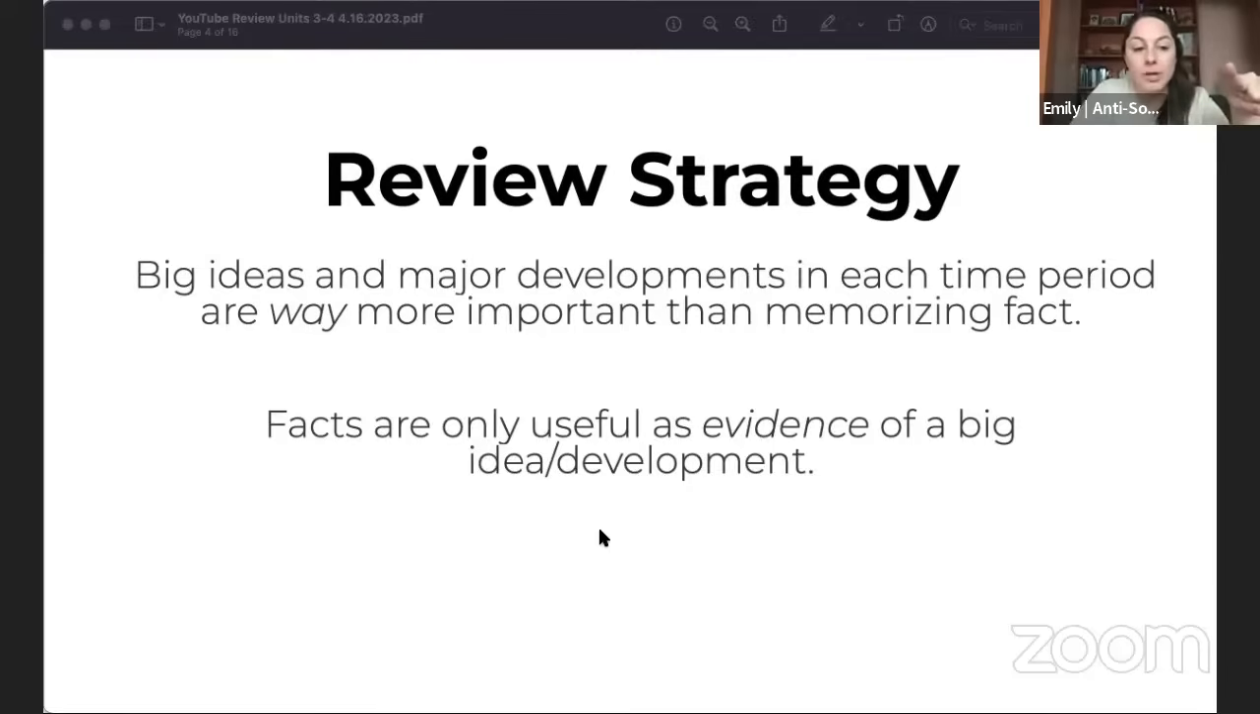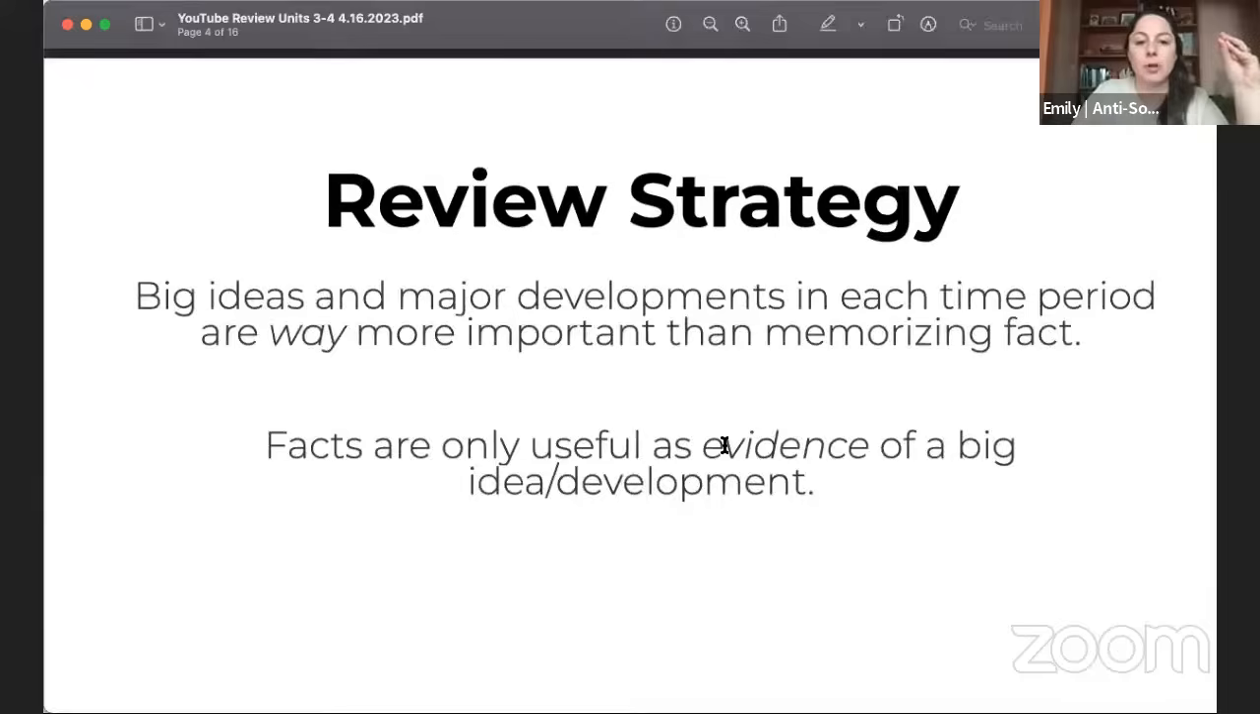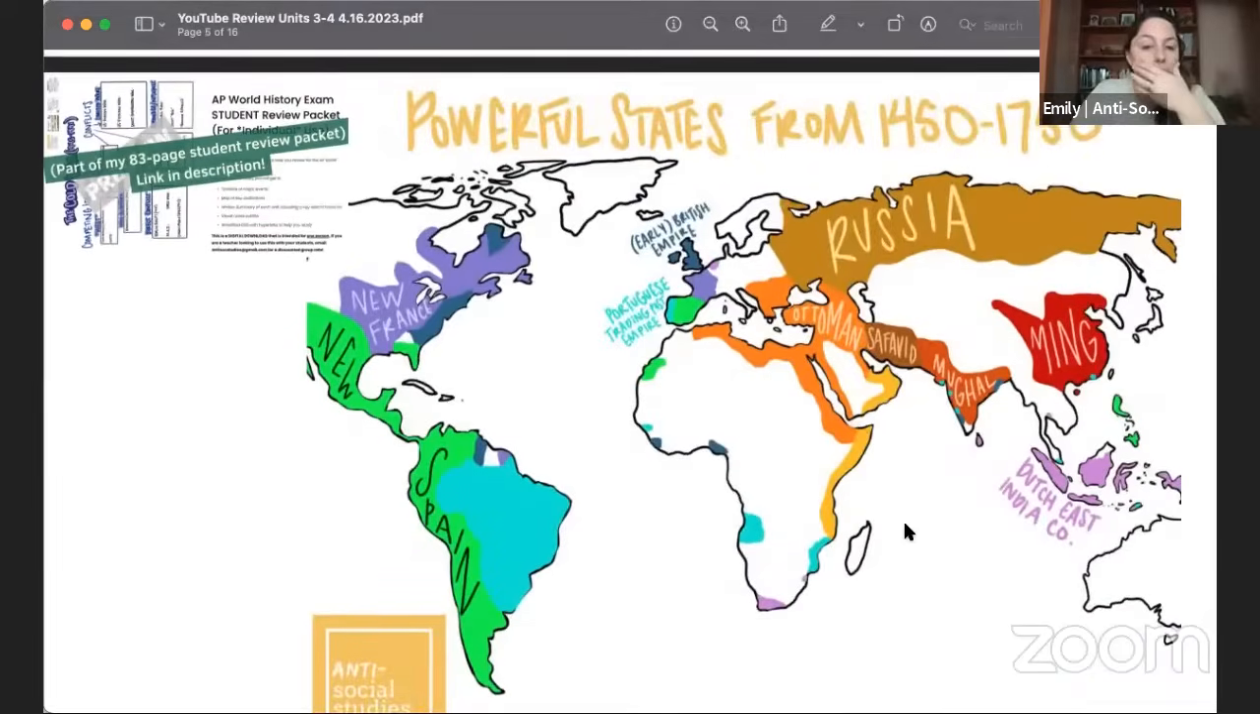We have, why were European powers like the British and the French slower to explore? And then what's the difference between the Dutch East India and the British East India? Really good questions. Let me pull up this map. Okay, so I have this map of the powerful states that are in existence for this era.